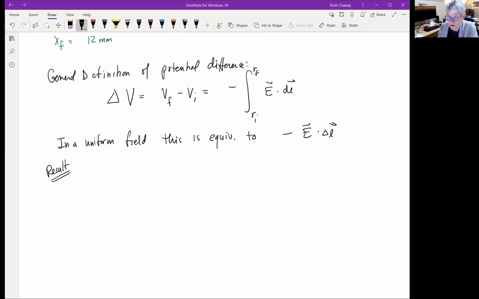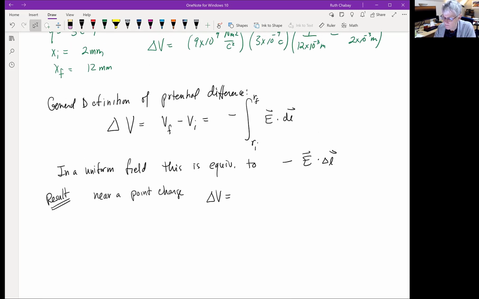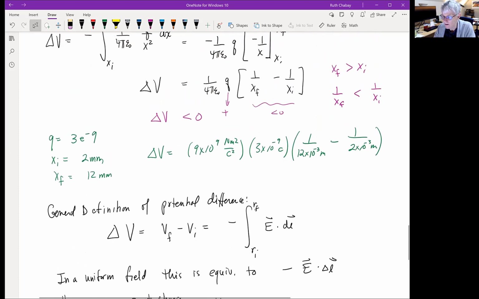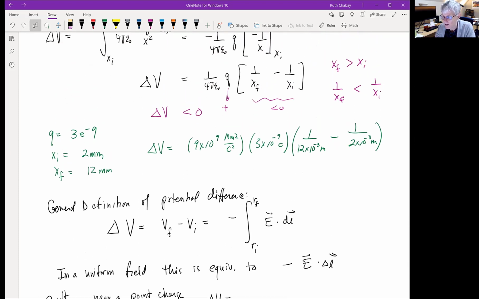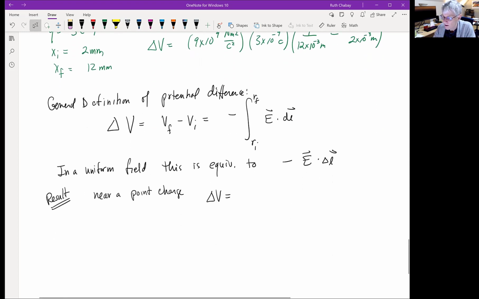which you do not need to memorize, that near a point charge, the potential difference, which we calculated by integrating, came out to 1 over 4 pi epsilon 0 q times 1 over r final minus 1 over r initial, just because it might be in the y direction or whatever.